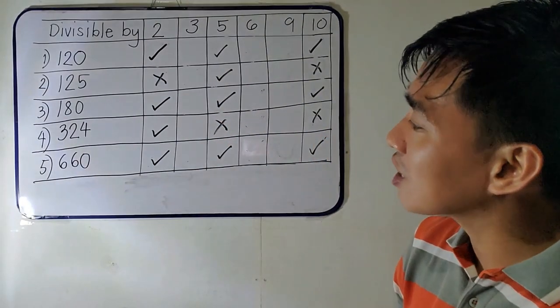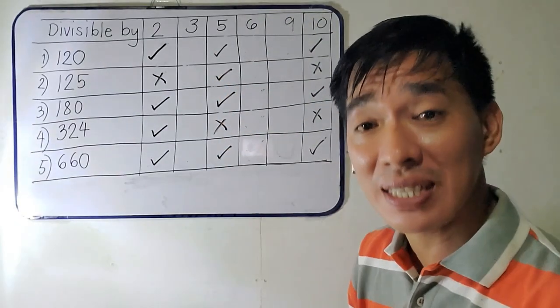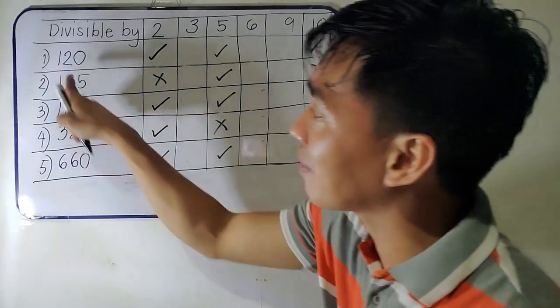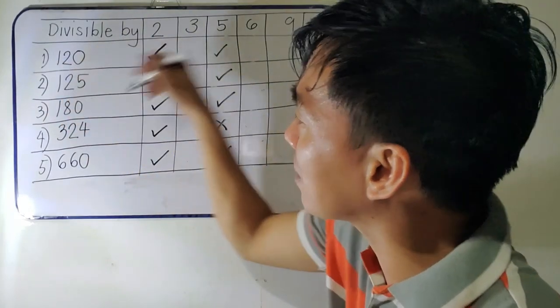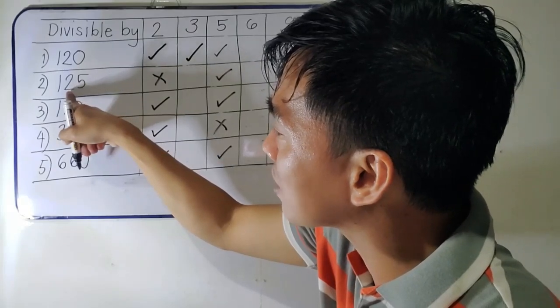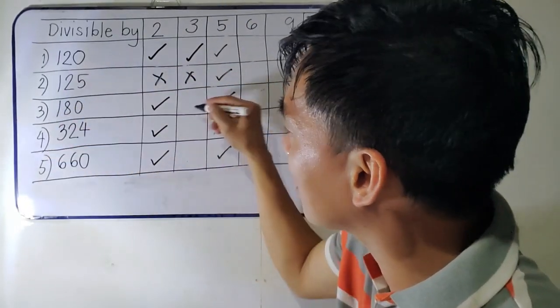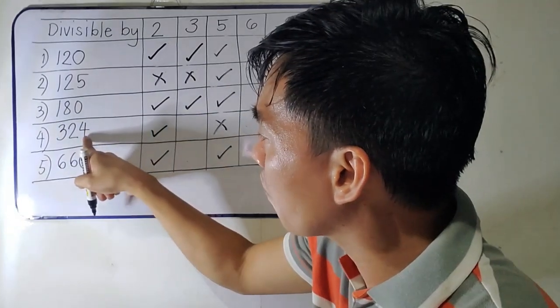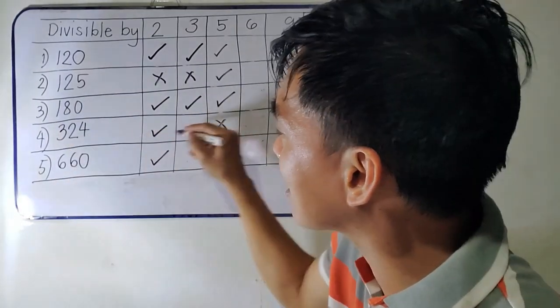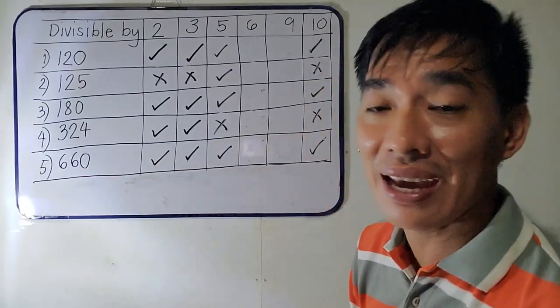Okay? So let's proceed here to 3. Of course, a number is divisible by 3 if the sum of its digits is divisible by 3. So we need to get the sum of the digits. 2 plus 1 is 3 plus 0, so 3, divisible by 3. 5 plus 2 is 7, plus 1 is 8, not divisible by 3. This one, 8 plus 1, that's 9, divisible by 3. 4 plus 2, 6 plus 3, that's 9, divisible by 3. 6 plus 6, that's 12, so divisible by 3.